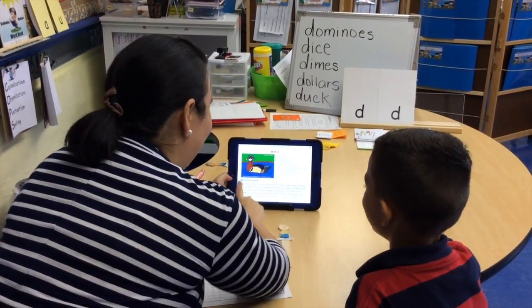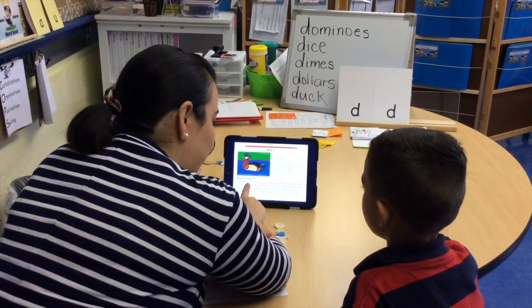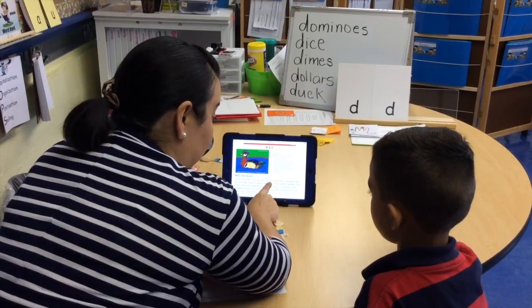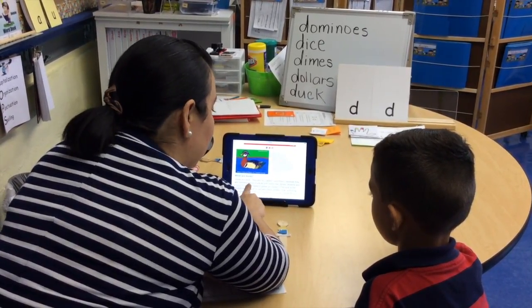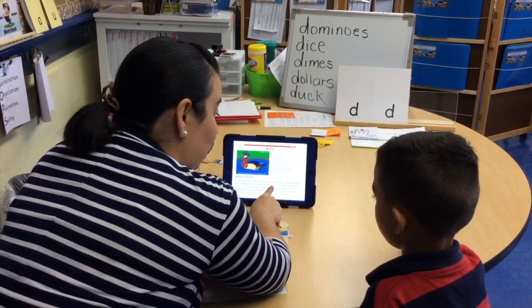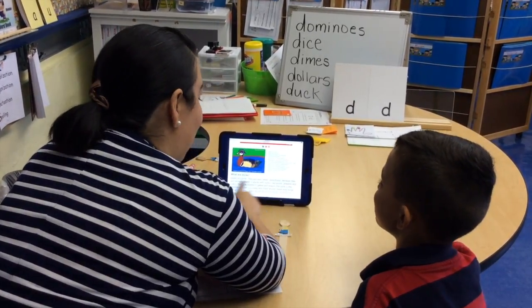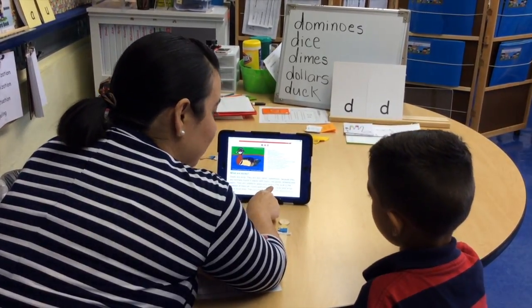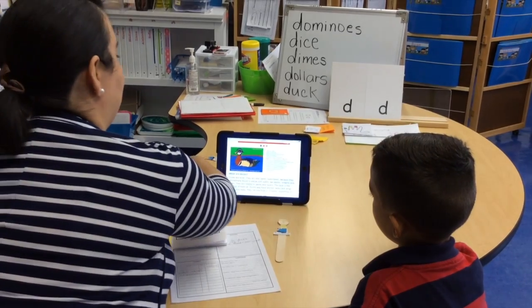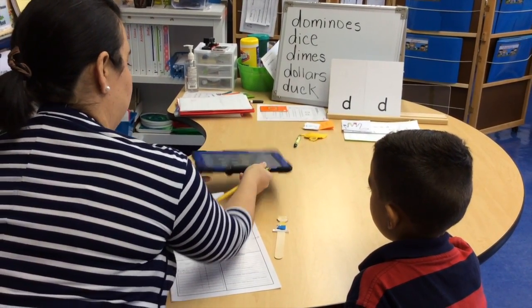They do. All right. I'm going to read this to you, okay? Ducks are birds. They are also called waterfowls because they are normally found in places with water like ponds, streams, and rivers. They are related to geese and swans. So you were right. They can be found near ponds.